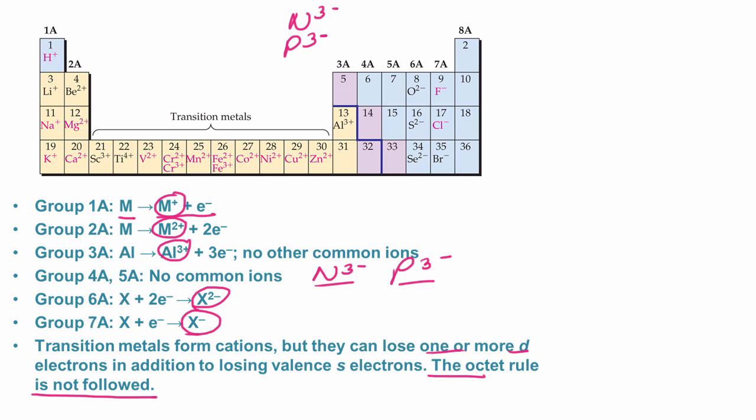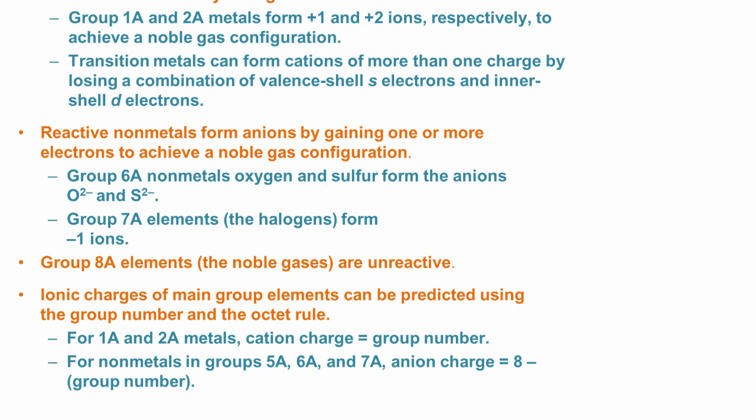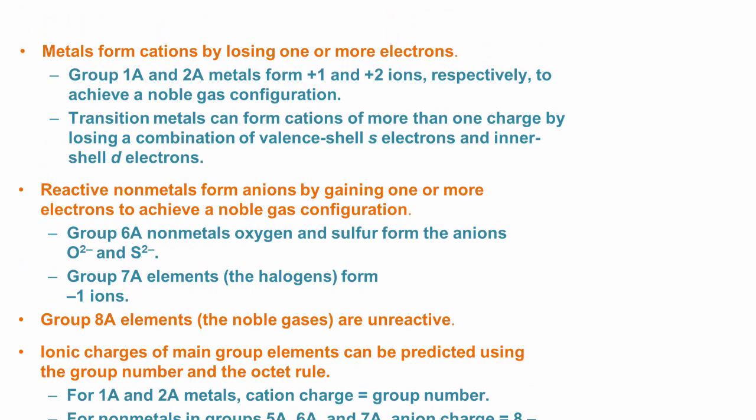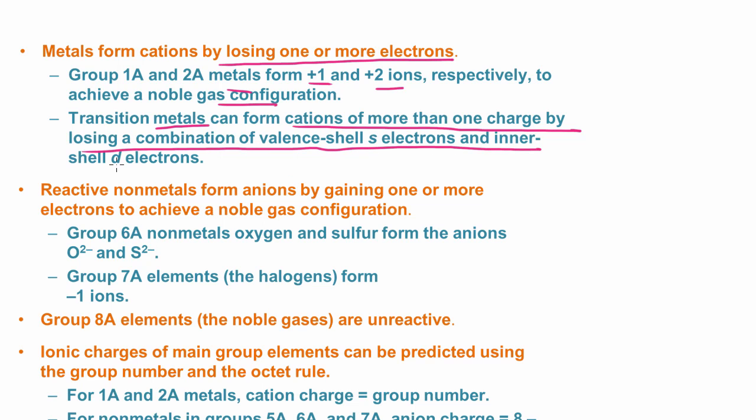But the octet rule is followed for the main group elements. Metals, again, lose electrons. Nonmetals gain electrons. So metals form cations by losing one or more electrons. And so group 1A and 2A metals form +1 and +2 ions respectively in order to achieve that noble gas configuration. Transition metals can form cations of more than one charge by losing a combination of valence shell s electrons and those inner d electrons.